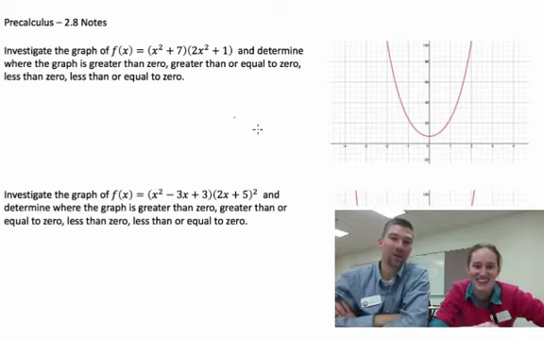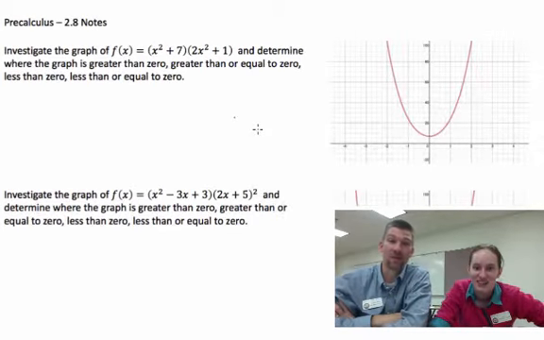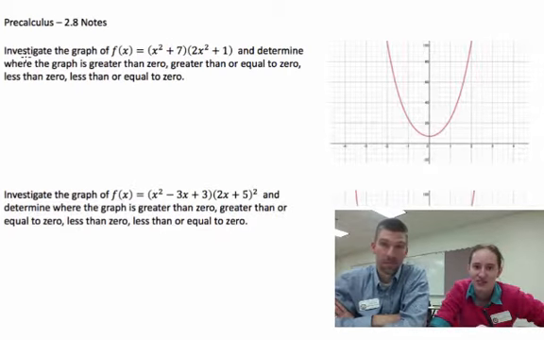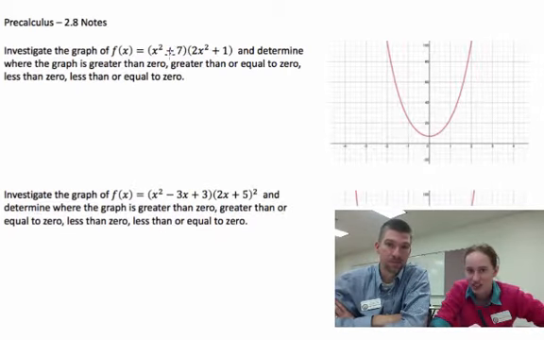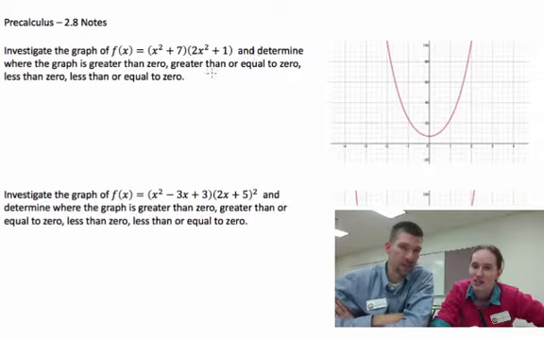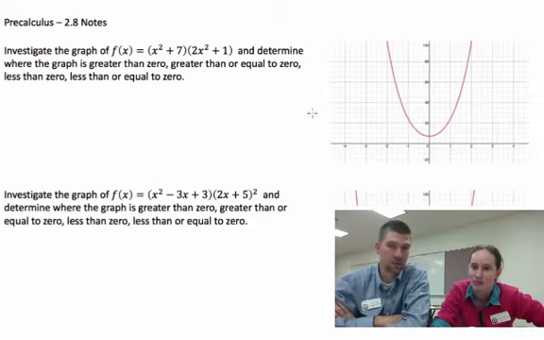All right. We're going to look at some more graphs here and determine where the graphs are greater than or equal to 0, whatever's asking. More fun stuff. Investigate the graph of x squared plus 7 times 2x squared plus 1 and determine where the graph is greater than 0, greater than or equal to 0, less than or equal to 0. It doesn't say analytically or graphically though, but there's a picture right there.